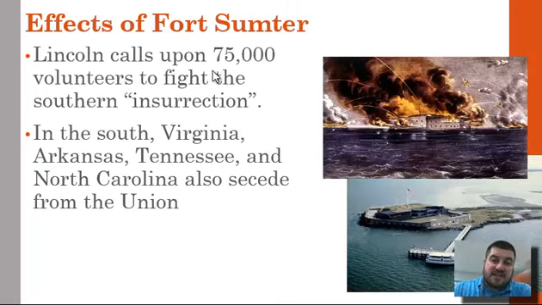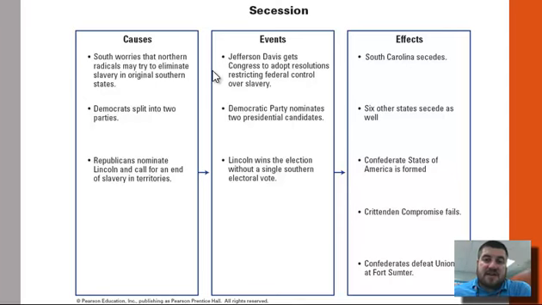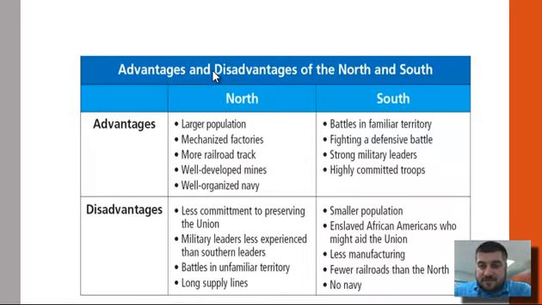He then calls upon 75,000 volunteers to fight the Southern insurrection, of which Indiana, I believe, gives 10,000 of those troops. In the South, more states secede. Virginia, Arkansas, Tennessee, and North Carolina secede from the Union at this point after the Battle of Fort Sumter. So here are the causes, and the events that kind of wrap up the causes of the Civil War and what happens at Fort Sumter.